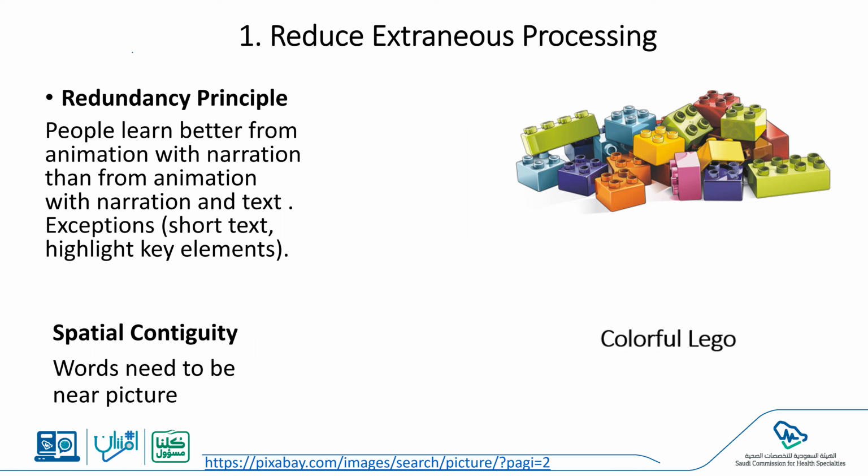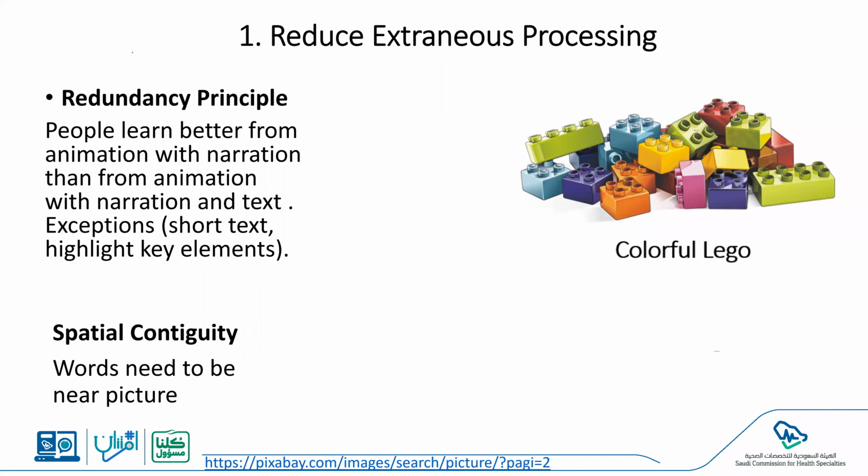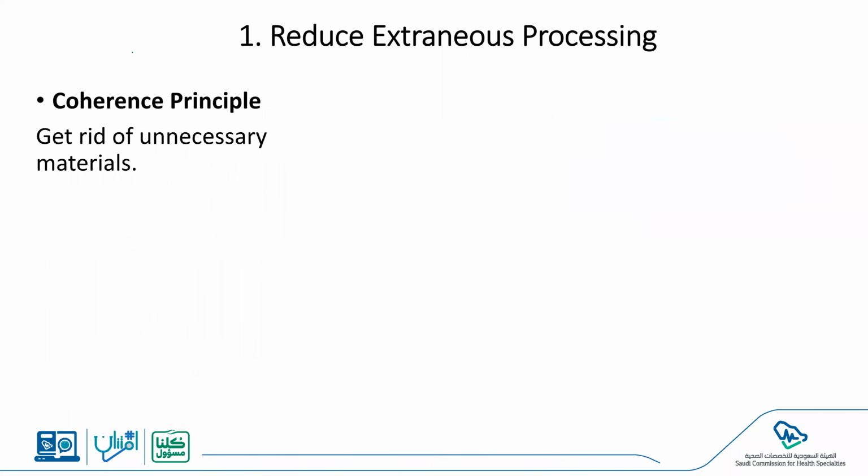Now the spatial contiguity principle says that words need to be near a picture. So if we have an image and this text, you want them to be near each other. So it's better visualized as one unit.